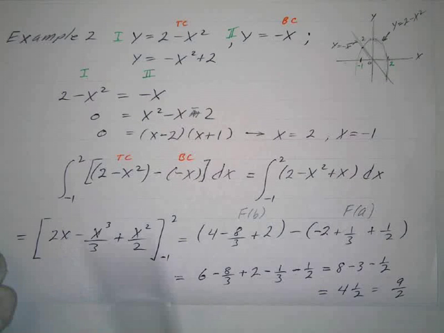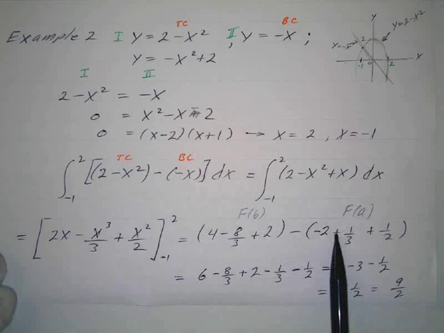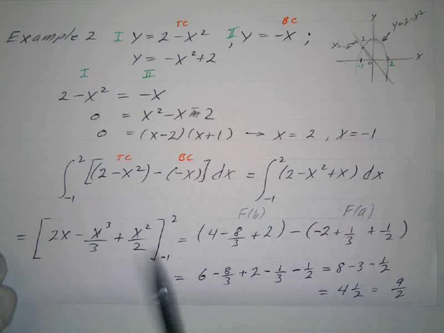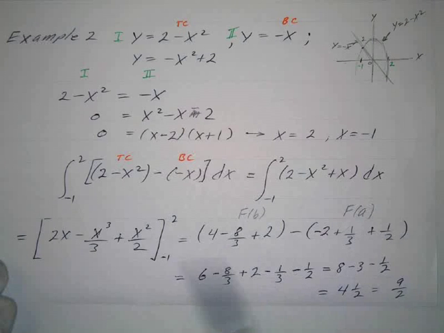Okay, so if we substitute 2 in, we get 2 times 2, minus 8/3, plus 2 squared, which is 4 over 2, which is 2. And if I put negative 1 in here, I get negative 2. Negative 1 cubed is negative 1, times the negative is positive 1/3. And then negative 1 squared is 1/2. So you've got a lot of arithmetic. Watch these signs, because you'll make a little simple sign error. You have to be careful.